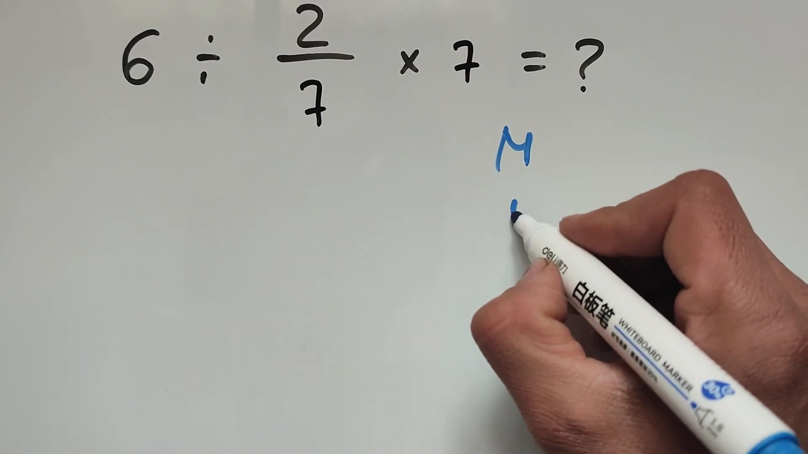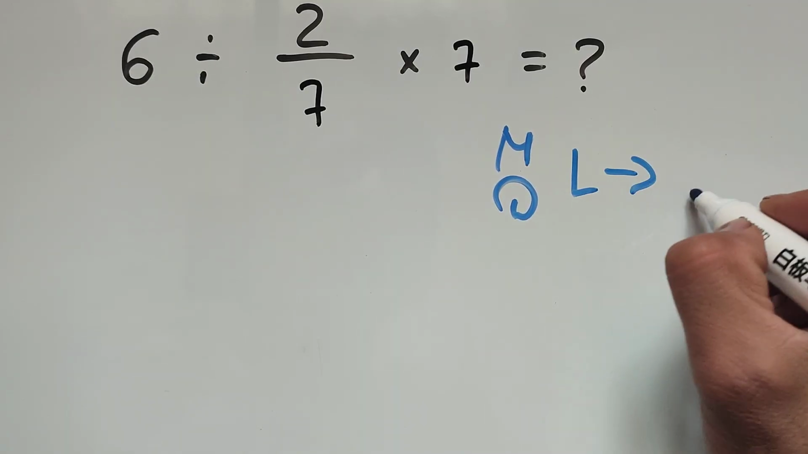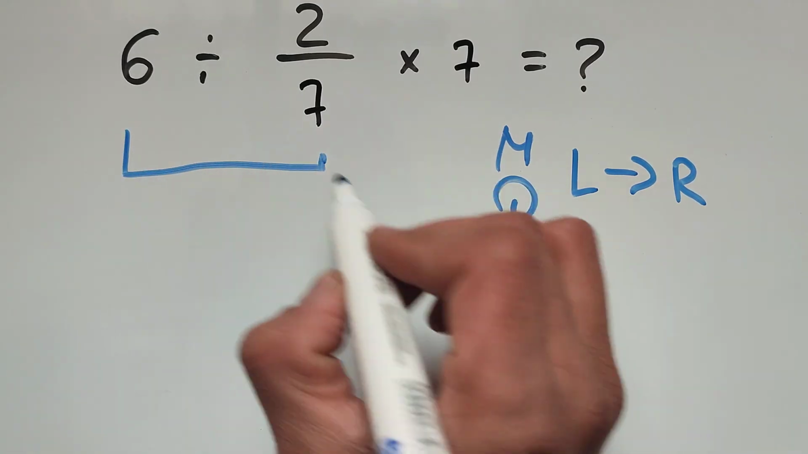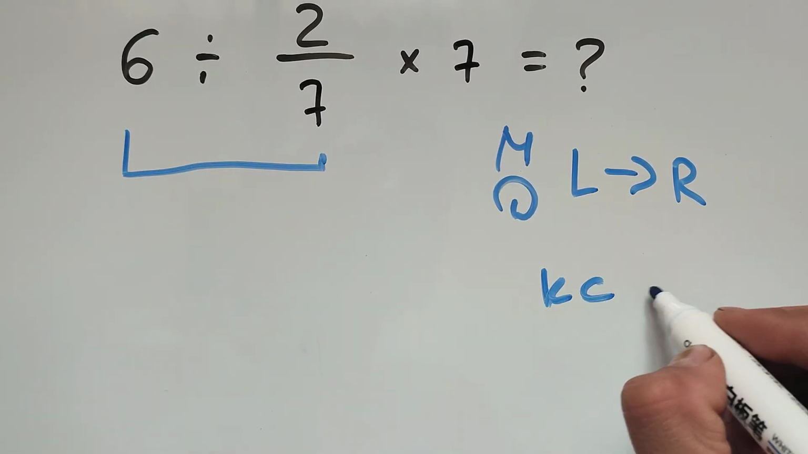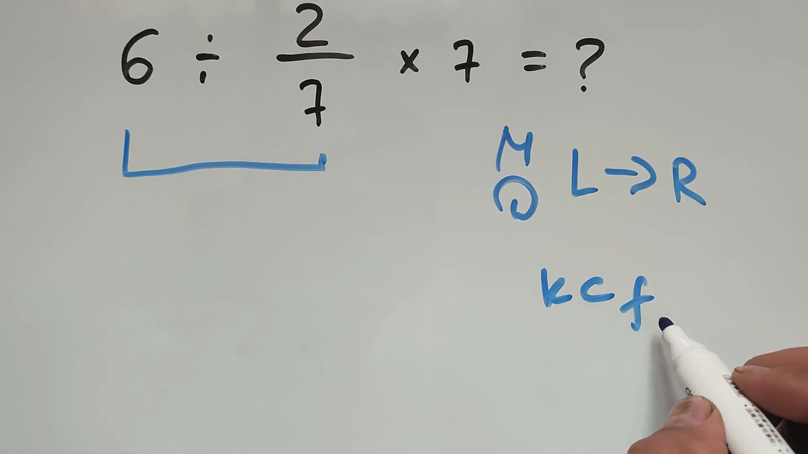multiplication and division have equal priorities. That's why we have to begin to work from the left to the right. And according to this rule, first we have to work this. Here we have to use the KCF rule. K stands for keep, C stands for change, F stands for flip.